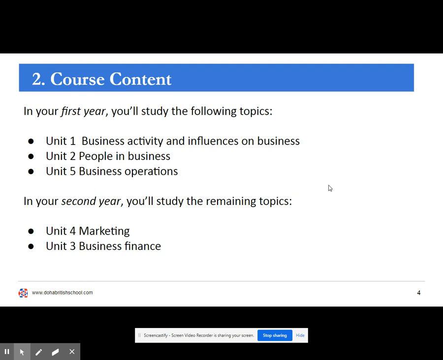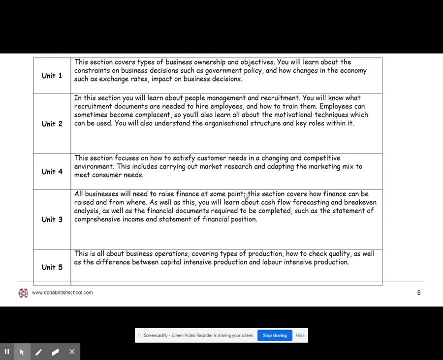In your second year, you will study the remaining topics. This will be Unit 4, marketing, where you will look at the marketing mix, and Unit 3, Business Finance, where you would look at the basic accounting ratios and some of the statements that businesses complete. Here is a more comprehensive overview of each of the units.